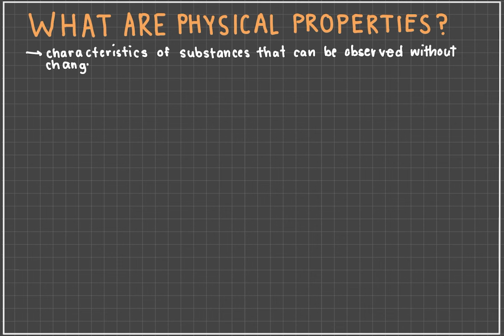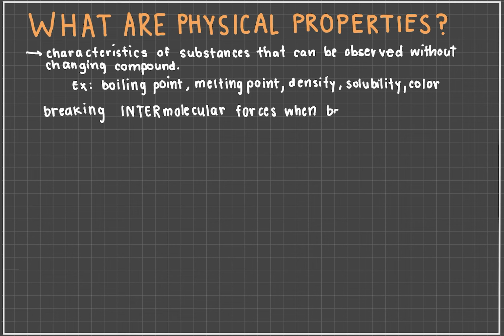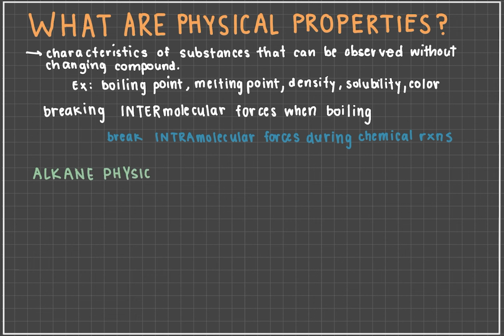Physical properties are characteristics of substances that, when observed, do not change the compound's identity. Some examples of physical properties include boiling point, melting point, density, solubility, and color. By boiling a substance, you do not change its chemical makeup. You are simply breaking the intermolecular forces that hold the compound's molecules together in a liquid state. Breaking intramolecular forces would result in a chemical change, which happens in chemical reactions.